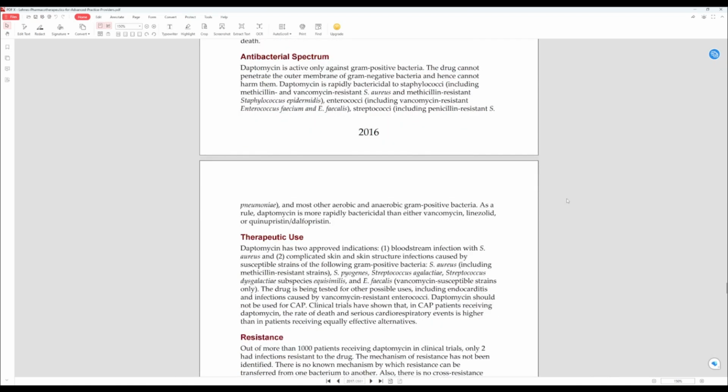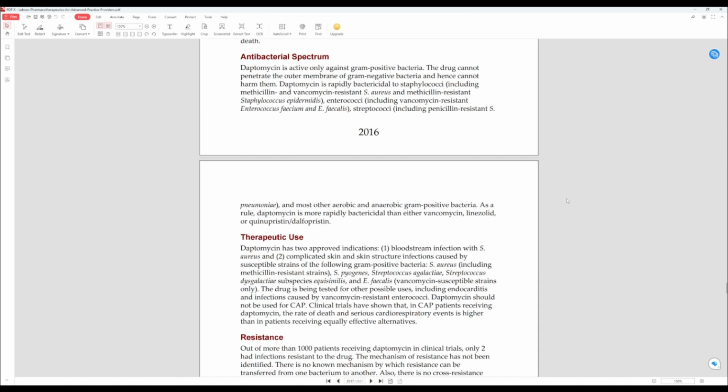Daptomycin is active against gram-positive bacteria. The drug cannot penetrate the outer membrane of gram-negative bacteria, and therefore cannot harm them. Daptomycin is rapidly bactericidal to staphylococci, including the methicillin and vancomycin-resistant S. aureus and methicillin-resistant Staphylococcus epidermidis.